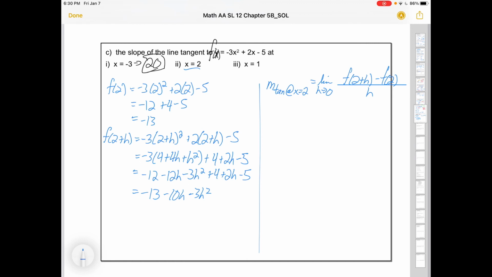So in this case, it's going to be lim as h goes to 0 of f of 2 plus h, because it's always just the number that we care about, or the point that we're looking to find the tangent slope at. Okay, what do we get? We get negative 13 minus 10h minus 3h squared all over h minus f of 2, which is negative 13. And then we see, oh, those negative 13s, they're going to be gone, so that's helpful. If that didn't happen, we'd be in real trouble.